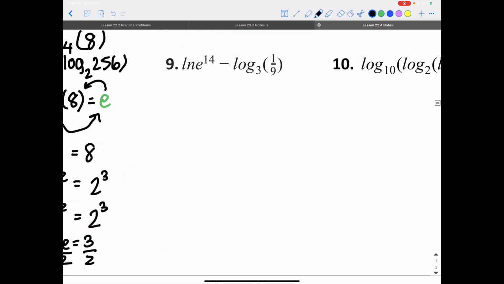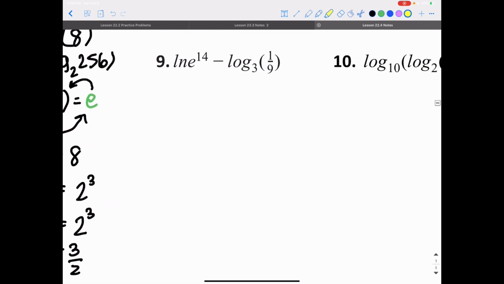For number 9, I'm going to separate these again. I'm going to simplify each of them and then bring them back together. For ln of e to the 14th power, this is the same as log base e of e to the 14th power. What do I have to raise e to get e to the 14th power? That's 14, so what I highlighted in yellow simplifies to 14.